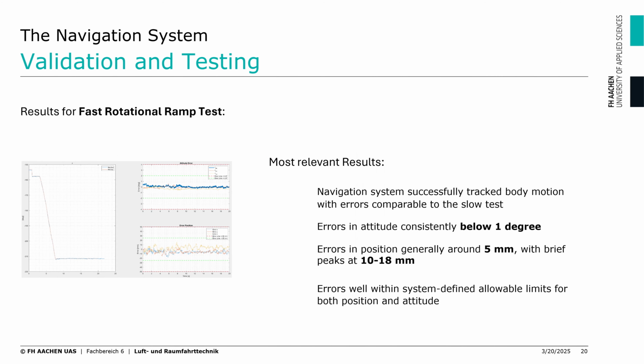Well, what can we see in the plots? Firstly, it's clear to see that the navigation system was able to recognize the movement and followed it. The errors in the attitude during the movement, as well as before and after, are far less than 1 degree. The calculated position is also subjected to errors, most of which are in the range of 5 mm, but can also increase to a maximum of 18 mm in short term. However, both errors are far below the limits described by the requirements.